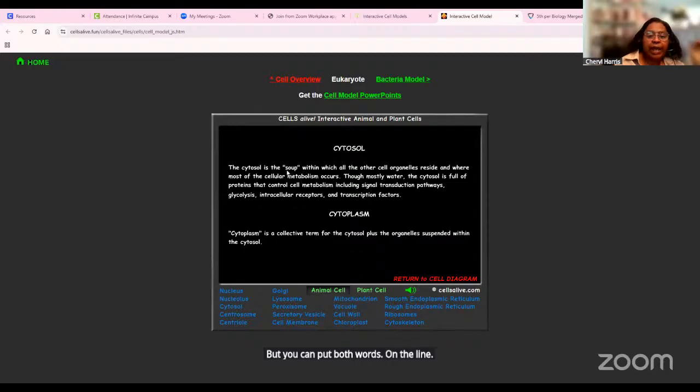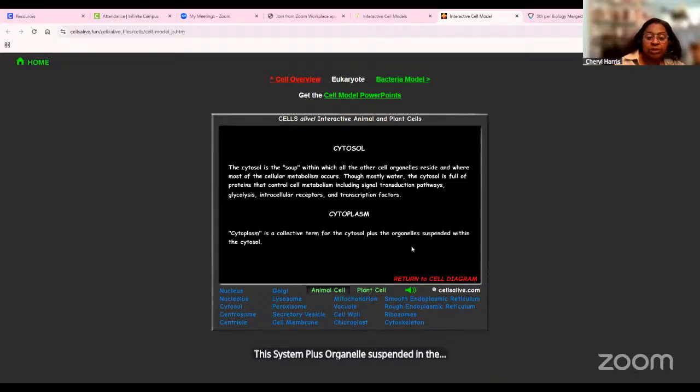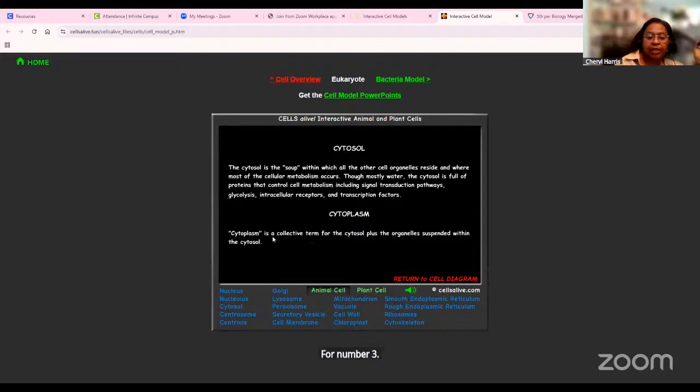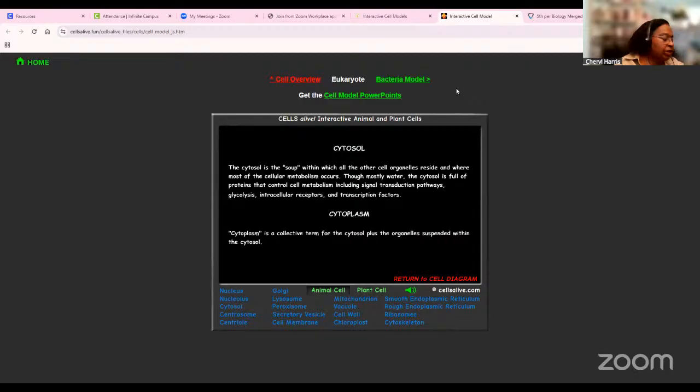The systole is actually the liquid part of what they're calling the soup, and you could list it like that. With the soup with the organelles, and then cytoplasm is the systole plus organelles suspended in it. So just do cytoplasm for number 3. And then write it like this: the collective term for the systole plus the organelles suspended in it. I know you don't have a lot of room to type an answer.